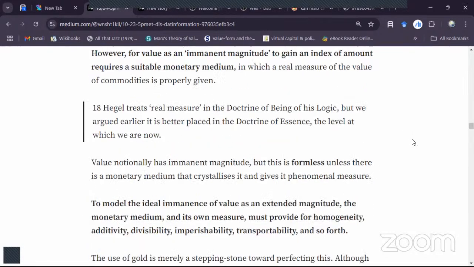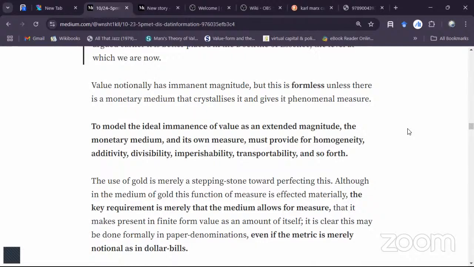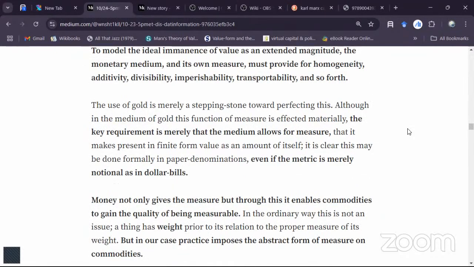Value notionally has immanent magnitude, but this is formless unless there is a monetary medium that crystallizes it and gives it phenomenal measure. And this is the reserve currency issue. To model the ideal immanence of value as an extended magnitude, the monetary medium and its own measure must provide for homogeneity, additivity. These are criteria for saying how we're going to get to value. You need homogeneity, additivity, divisibility, imperishability, transportability, and so forth. The use of gold is merely a stepping stone toward perfecting this. It's not gold. And you could argue, and I'm not going to do it, but an NFT has some of this.